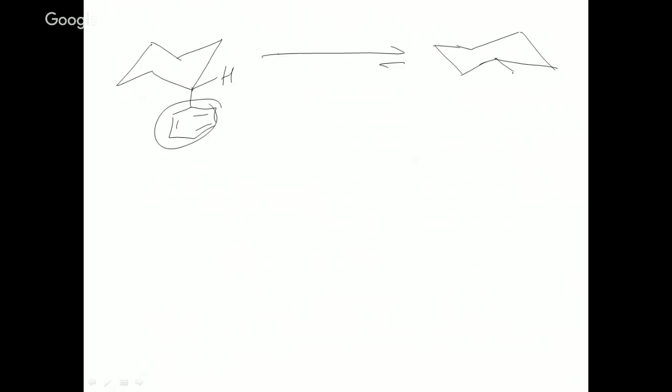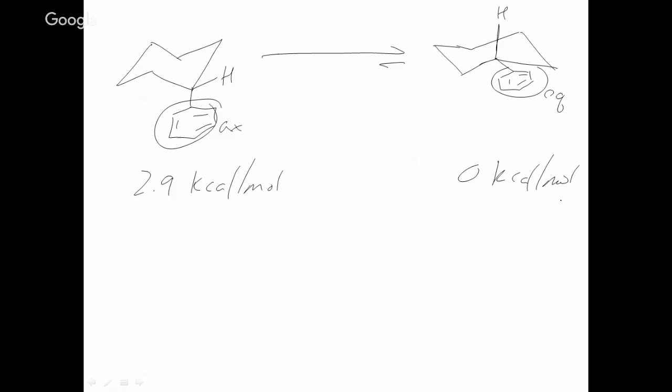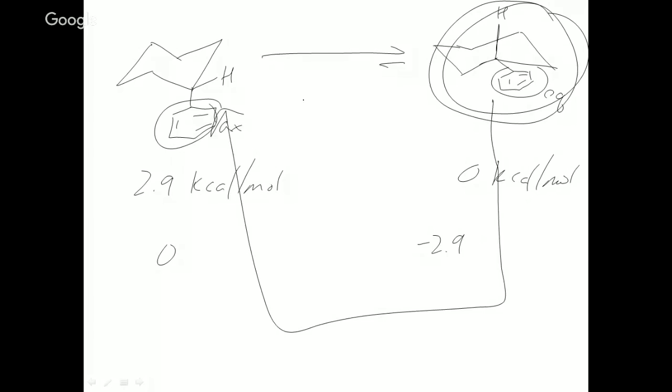Like so. This is in the equatorial position. This is in the axial. Equatorial is favored. So there's two ways you can write this. 2.9 kcals per mole, which is a lot, and 0 kcals per mole. Or negative 2.9 to 0. It's the same thing. It's a relative energy difference. There's 3 kcals difference in energy between these two conformations. This one over here is much, much, much more stable. It costs 3 kcals to go from here to here. Not to say it's impossible, it means it costs energy to do so.